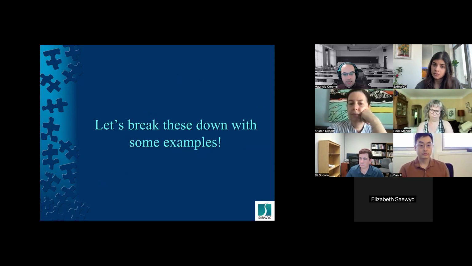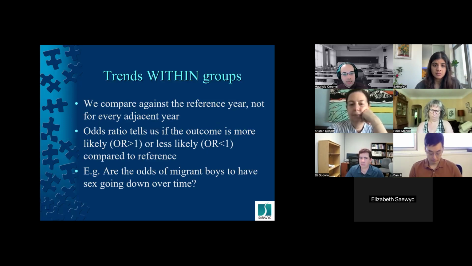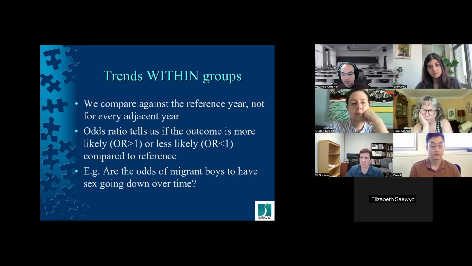So let's break these down with some examples. Let's look at how this appears, all of these three goals with our trends. So when looking at things within groups, when we're comparing in the same group, we are looking at one specific year and how that compares to all other years. So we choose a reference. It could be the first year, it could be the last year, usually. You can choose any year, but for a more clear picture, we tend to use either the first or the last so that we have that yardstick of things going up or down or staying the same.